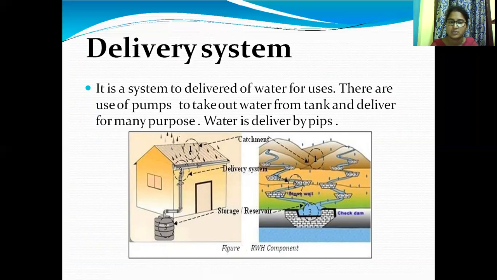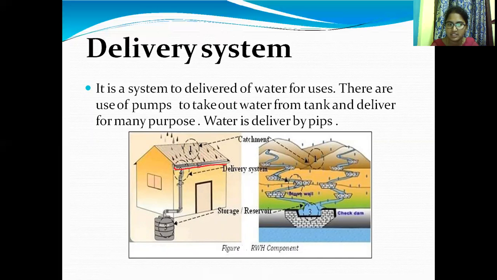There are uses of pumps to take out water from tanks and deliver it for many purposes. What are those many purposes? The first one is precipitation: water that comes from the atmosphere to the ground will reach a rooftop. That water will be caught, and we can also collect it in this type of shape.